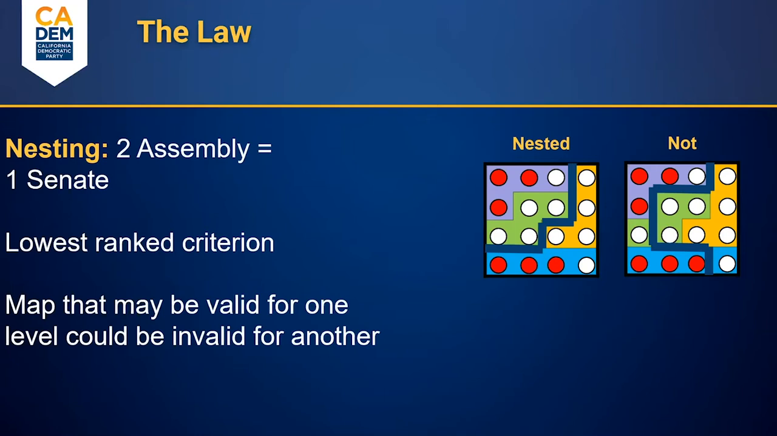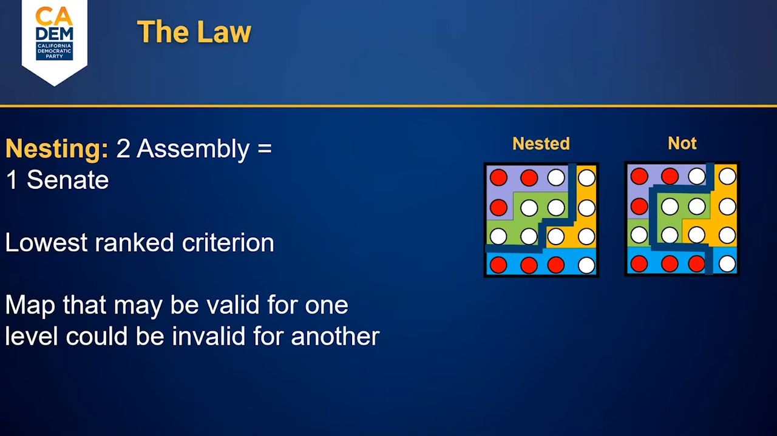And people might be like, well, of course, if your assembly districts are compliant, your Senate districts you can nest and they'll be compliant. But that's not always the case. And you'll see that example on the left. Let's say those red dots represent a protected class under the Voting Rights Act. In the assembly district, you can see they would make up a majority of that purple district and that blue district. So they are able to elect in both of those assembly seats.